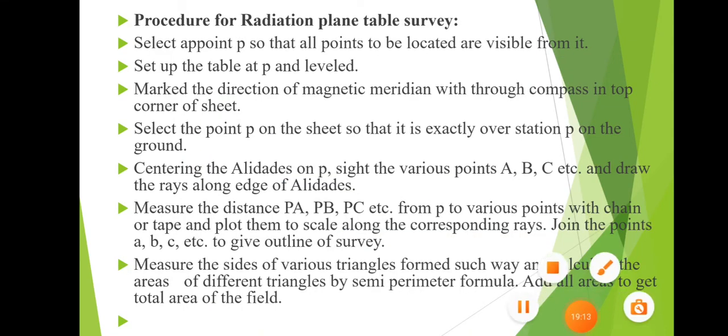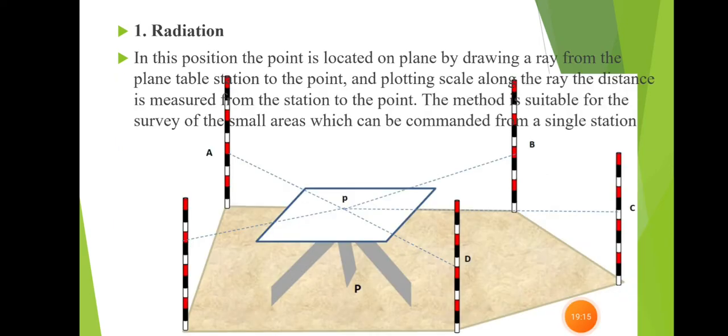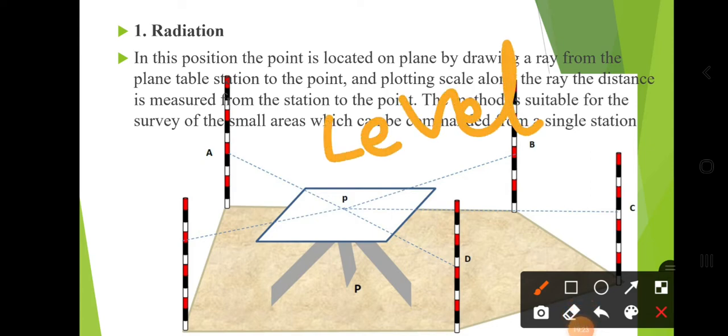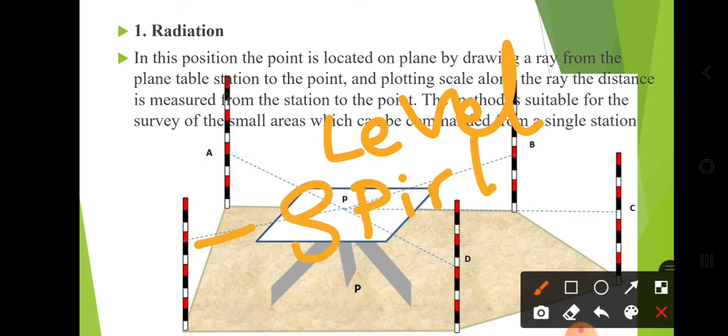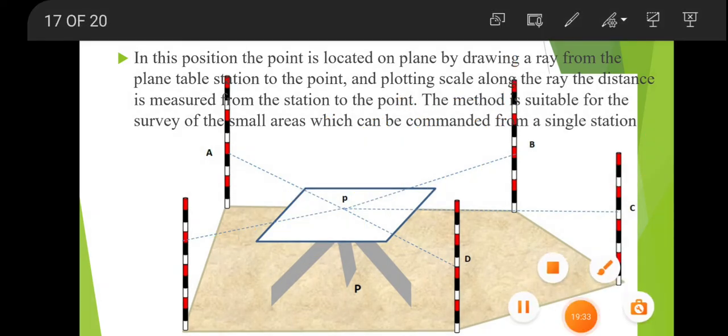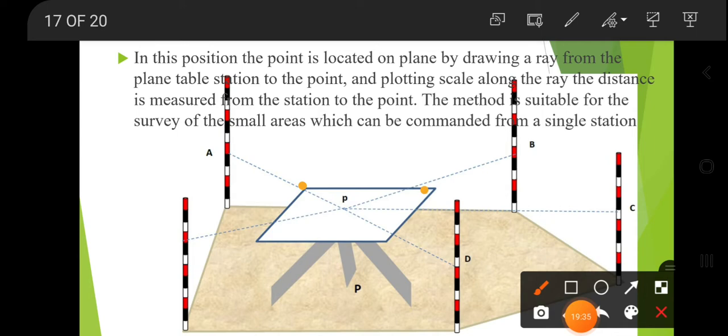Then what is your duty next after selecting the instrument station? First we should level it, and for leveling which instrument should you use? Spirit level. We should put that spirit level at the four corners here, and we should level the plane table. This first step is leveling.